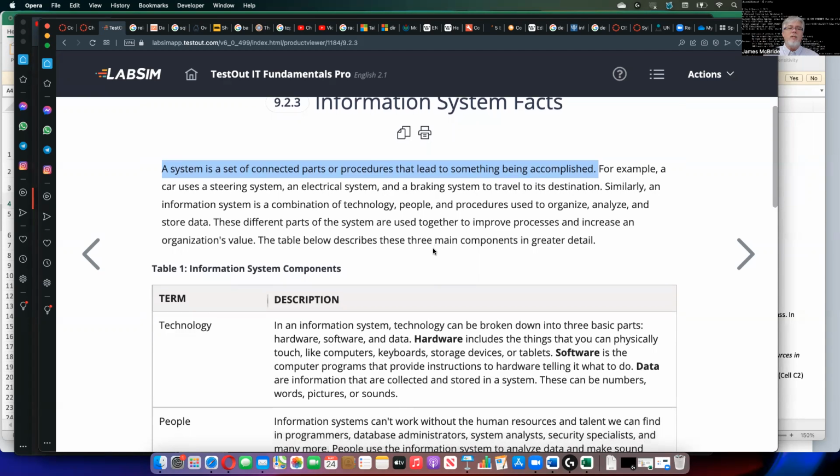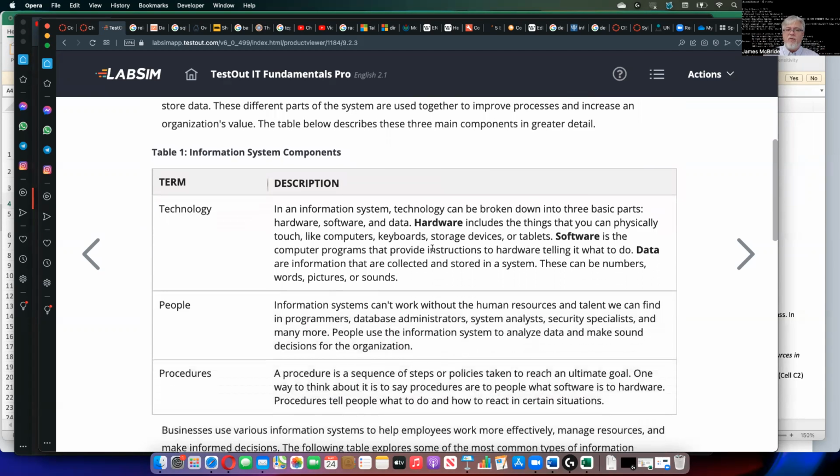So when we look at that kind of system, what is involved? Well, you have to have the technology. You have to have the hardware, you have to have the software, you have to have the data. The technology is what makes it so that you can monitor all that. And then of course you have to have the people that get that work done. You can't just have this technology working without the human resources and talent that you find in programmers, database administrators, systems analysts, security specialists, and many more. All those people keeping the technology going.